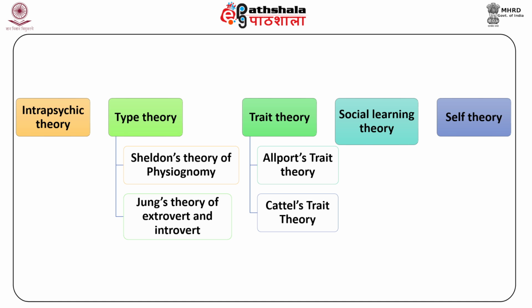The next theory is the self theory. Self theory was given by Carl Rogers, and according to him, there are three elements of personality: the self concept, the organism, and the development of self. The self consists of the perceptions, ideas, and values that characterize the I and me in an individual.